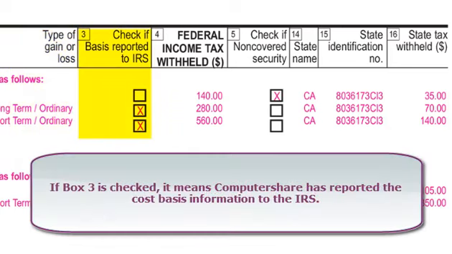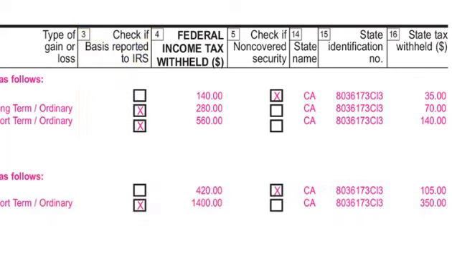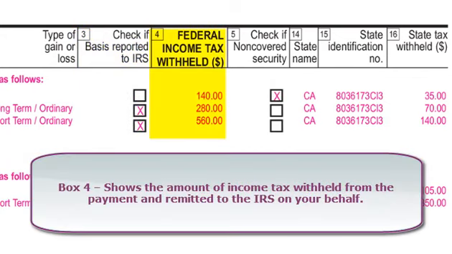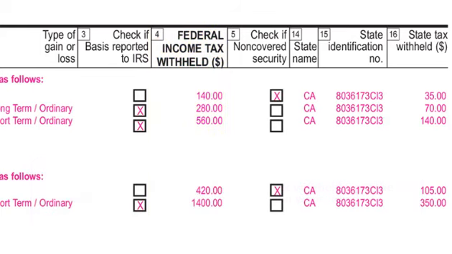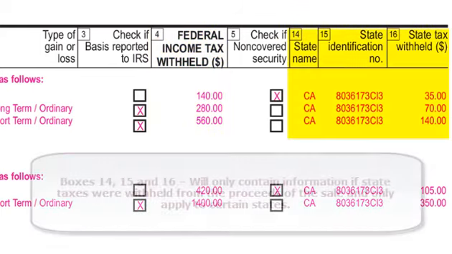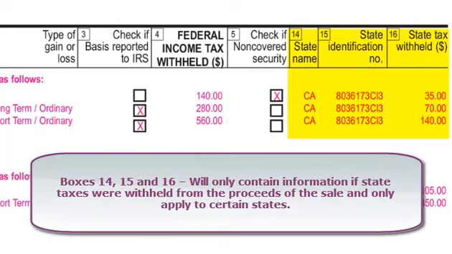If Box 3 is checked, it means Computershare has reported the cost basis information to the IRS. Box 4 shows the amount of income tax withheld from the payment and remitted to the IRS on your behalf. Boxes 14, 15, and 16 will only contain information if state taxes were withheld from the proceeds of the sale and only apply to certain states.